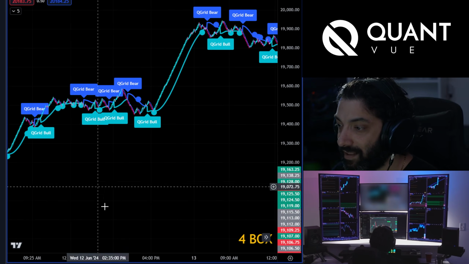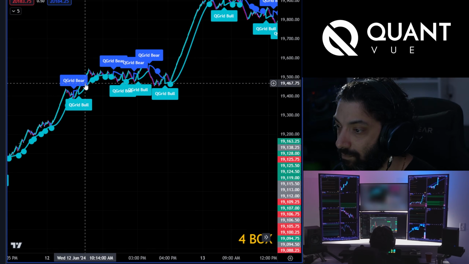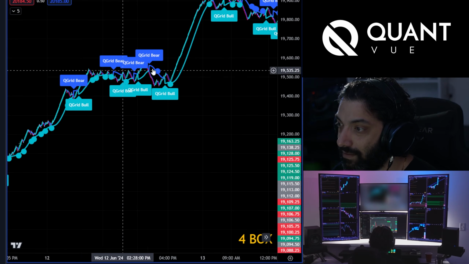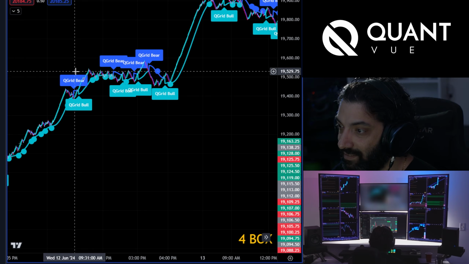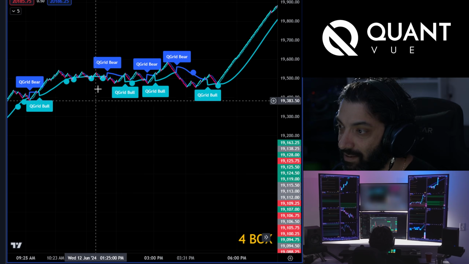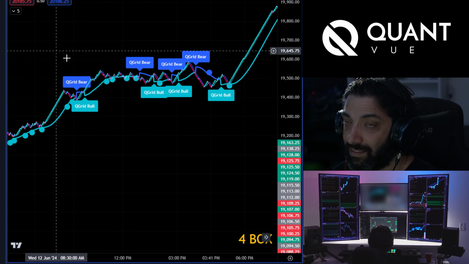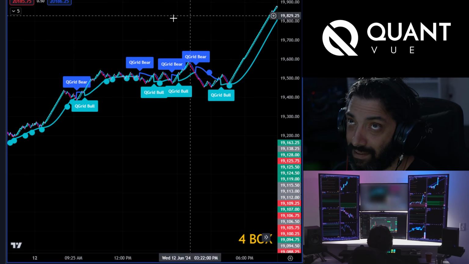I mean, there are days though. I will say this, that there are days though, right? Like Wednesday last week, look how sideways Wednesday is. This is super sideways, right? And you can see it switches from bulls to bears constantly. This day would not have passed an evaluation.